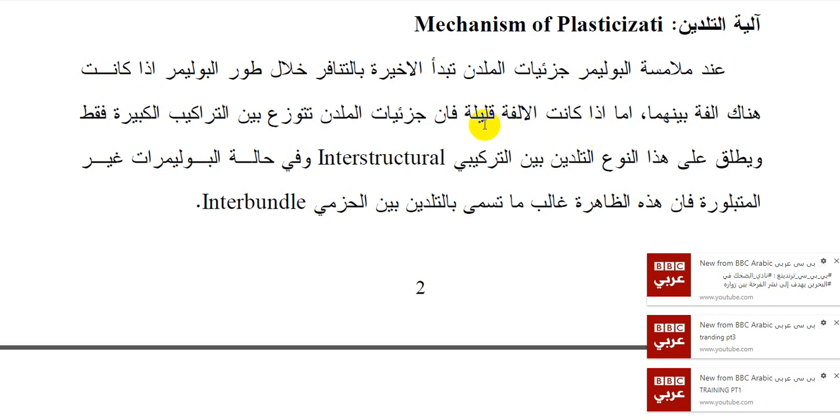So if the affinity is at the maximum possible, the plasticizer molecules will be distributed between the large structural particles only, and the type of plasticization will be termed interstructural plasticization. And in the case of crystallized polymers, the strategy will mostly be denoted as interbundle plasticization.